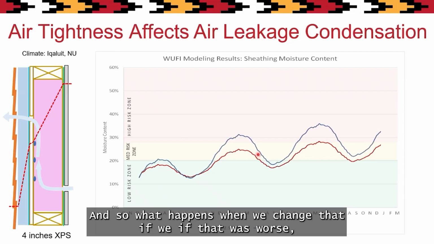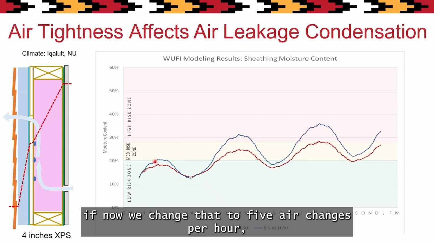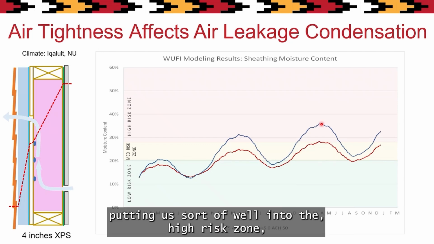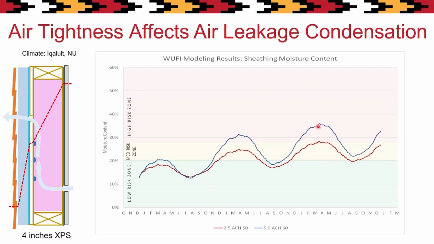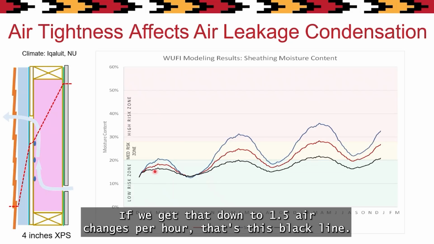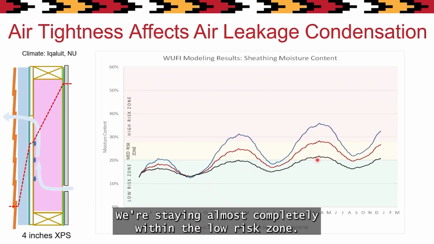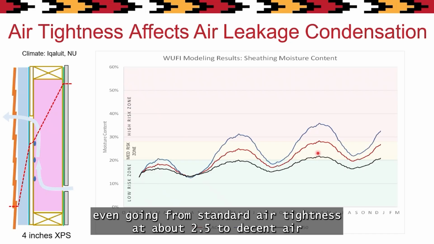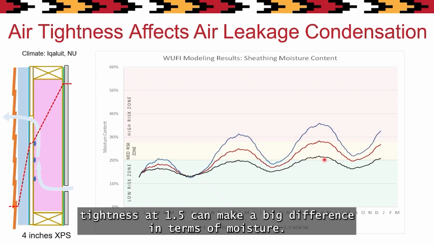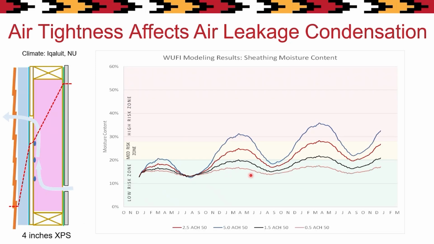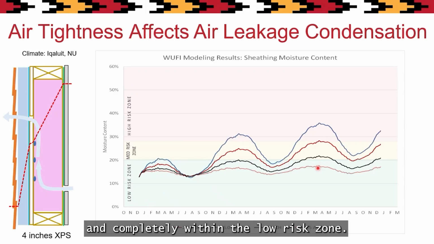And so what happens when we change that? If that was worse, if now we change that to 5 air changes per hour, we can see a significant increase in moisture content of the sheathing, putting us sort of well into the high risk zone for mold growth, rot, and decay. Well, what happens if we make that better? If we get that down to 1.5 air changes per hour, that's this black line, we're staying almost completely within the low risk zone. And so that makes a real significant difference, even going from standard air tightness at about 2.5 to decent air tightness at 1.5 can make a big difference in terms of moisture. And if we were to drop that down to like a passive house level of air tightness, we can see that it's improved again and completely within the low risk zone.